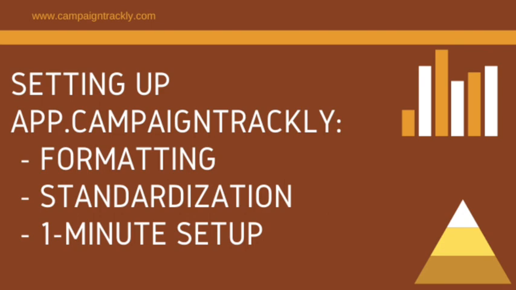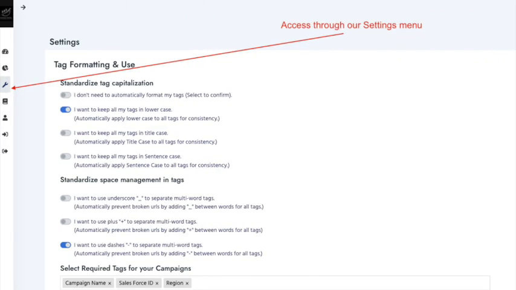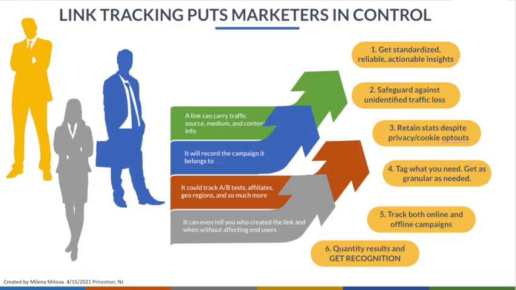In this tutorial we will show you how to maintain consistent tracking code formatting across your link tracking execution. You will find our tag formatting function in our settings menu. One of the most important aspects of tagging is related to consistency and standardization.